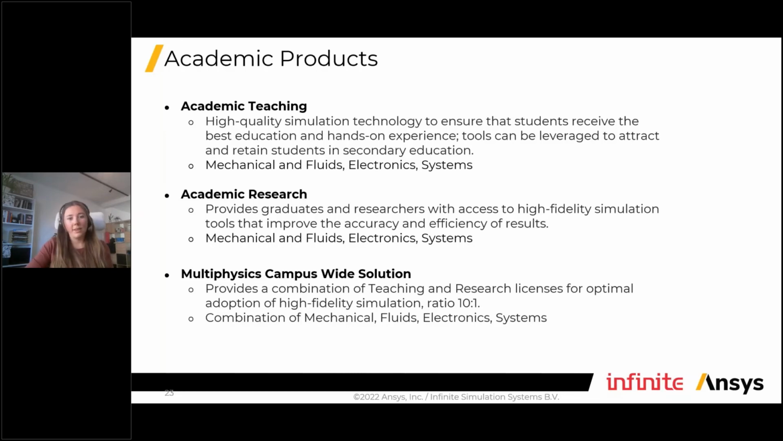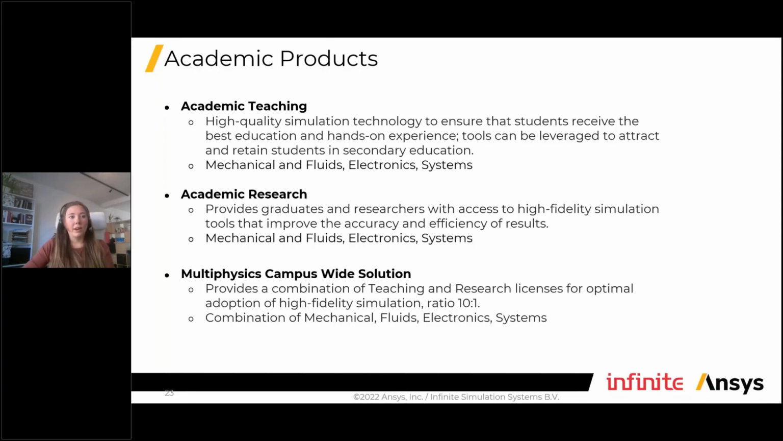Then we have the academic research licenses, and the name says it already, they are mostly there for research. So when working on a master thesis or, let's say, a PhD, you would definitely want to go to the academic research license because it holds no limitations at all. There are also certain terms and conditions involved for the academic teaching and the academic research licensing, which I can tell you more about if you are interested.